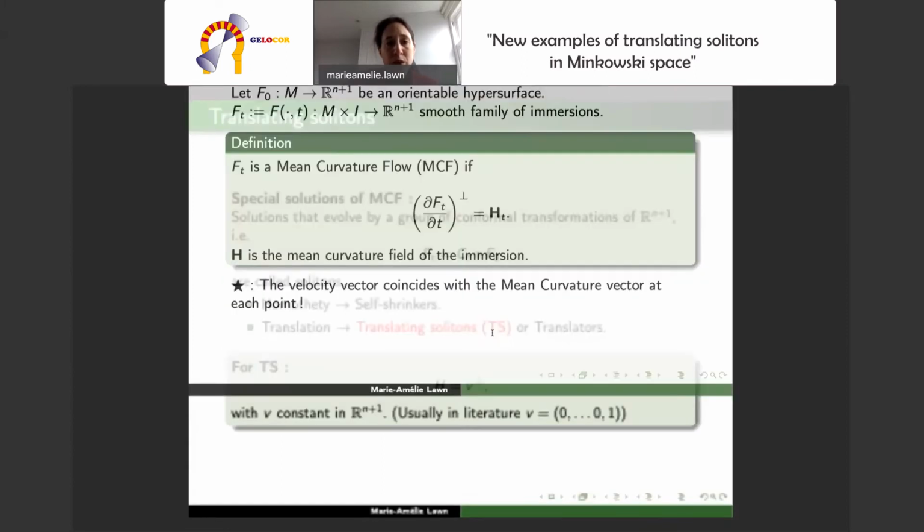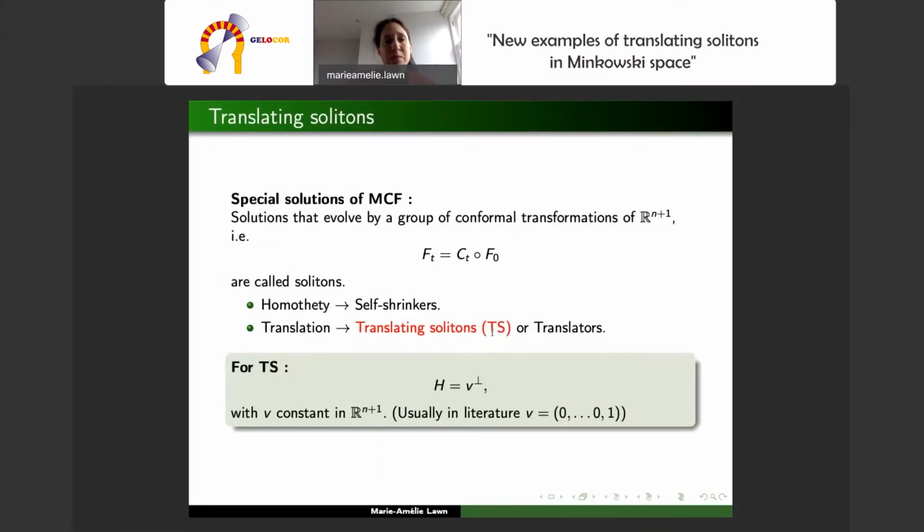And in order to be able to say something about that, what one usually does is consider special solutions of the mean curvature flows, the solutions that evolve by a group of conformal transformations of the ambient space. And these particular solutions are called solitons. So for example, in the case where the group of conformal transformations are homotheties, then these solutions are called self-shrinkers.